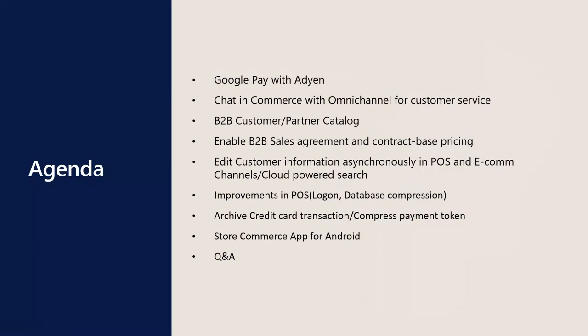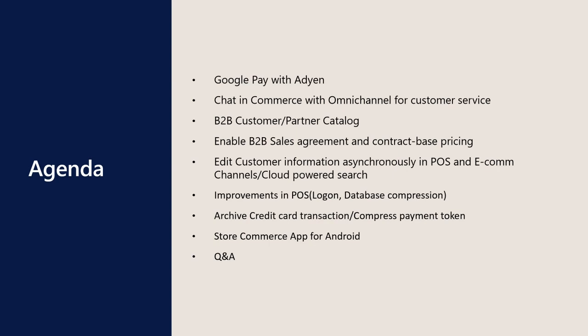So now let's check our agenda for today. We'll try to cover most of the topics which we are releasing in 2022 Wave 2. We'll start with the Google Pay with Adyen feature to make payments quicker for any customer with just one click. And then we'll talk about the most awaited feature, which is chat in e-commerce. And then we'll switch gears and discuss two new features added in B2B commerce, sales agreement or contract-based pricing, and customer and partner catalog.